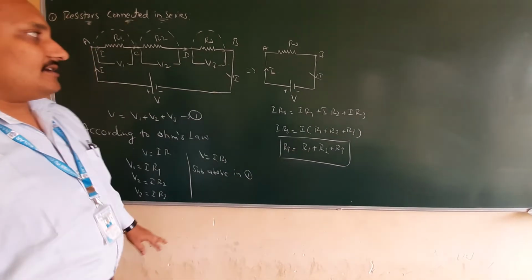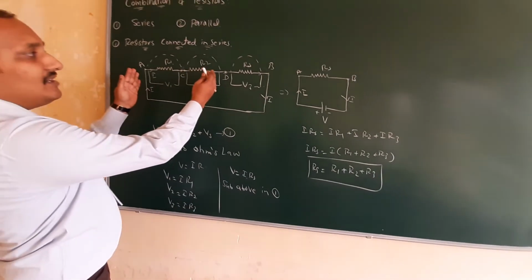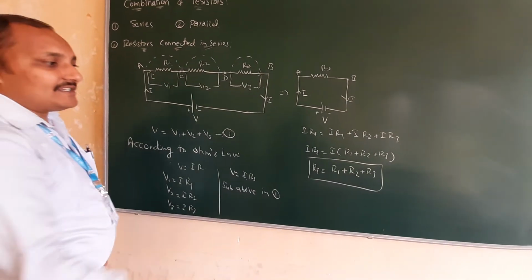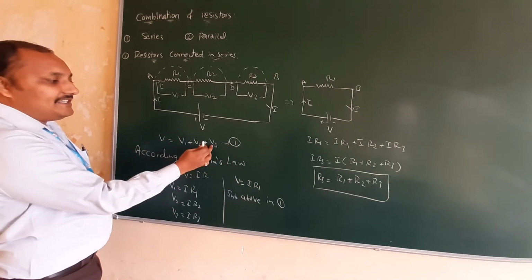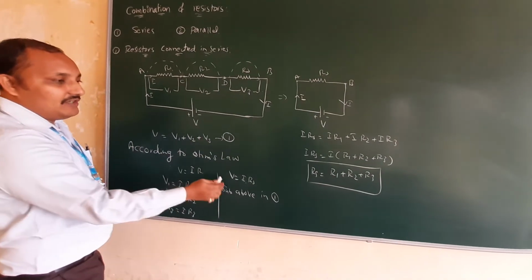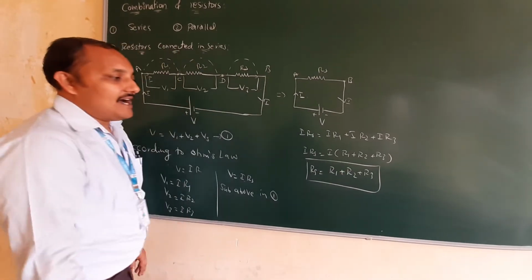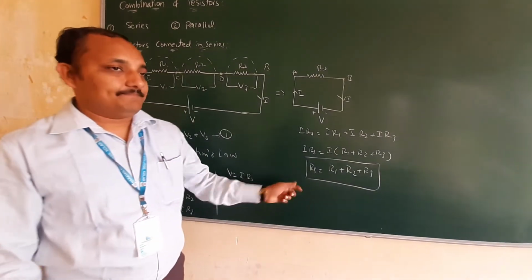Directly you have to add. If they ask only for two resistors, this is the equation for the resultant resistance when two resistors are connected in series. At that time, the R3 term won't come. R1, R2 only will be coming. Your answer will be R1 plus R2. Okay.